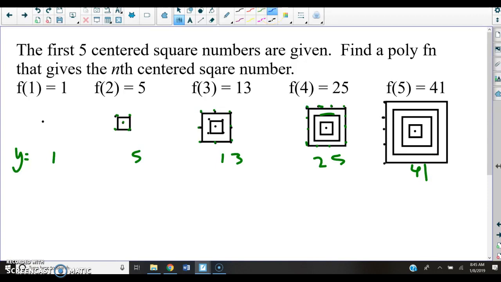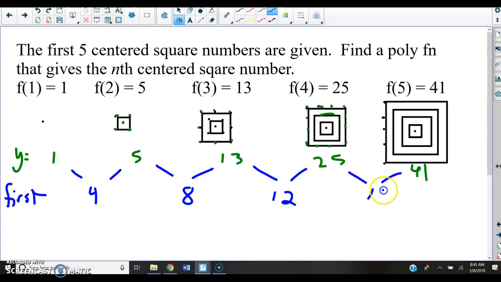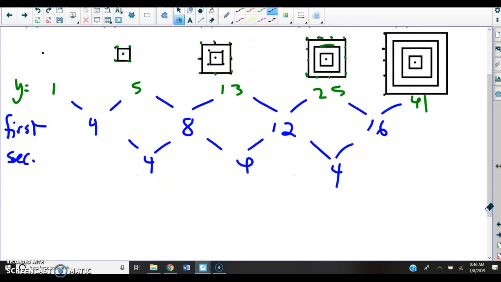Let's find the first difference. When we subtract here, we're going to get 4. Here we're going to get 8. Here we're going to get 12, and I think some of you are already seeing the pattern. Okay, so the first differences are 4, 8, 12, 16. The second differences, those are all 4. So we know this is going to be something with x squared. Okay, something with x squared. It's going to be an x squared polynomial.